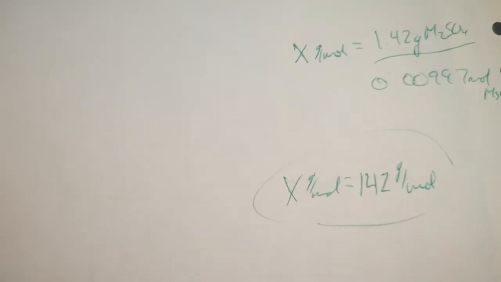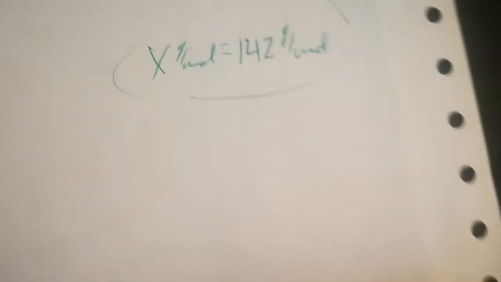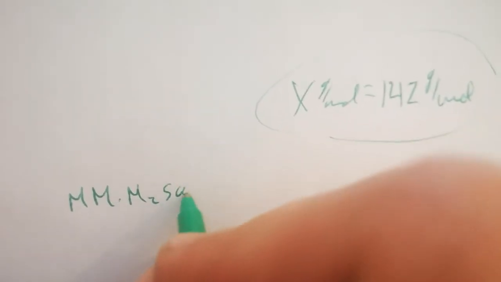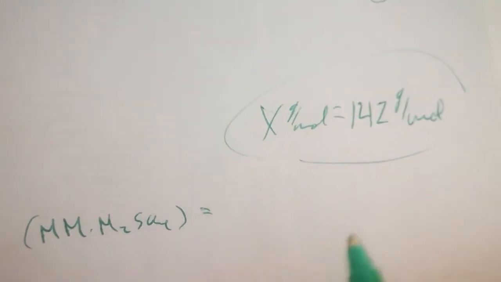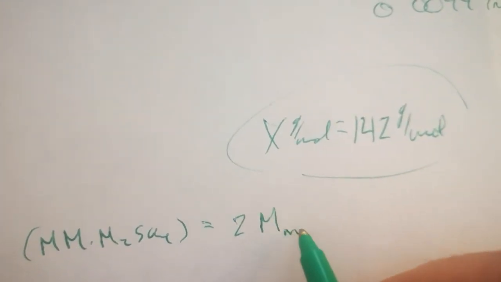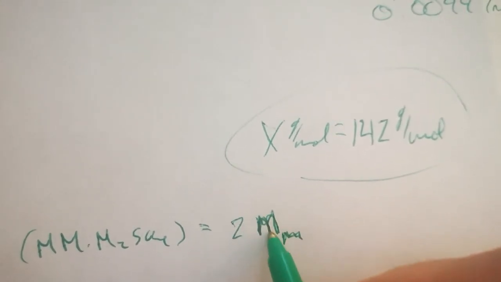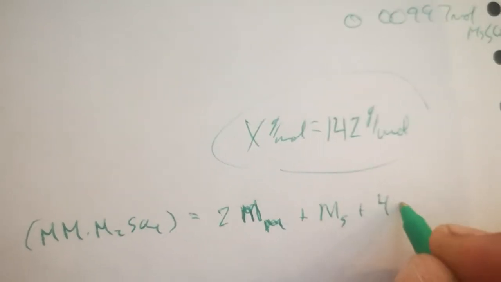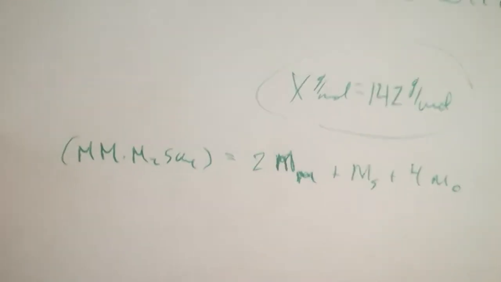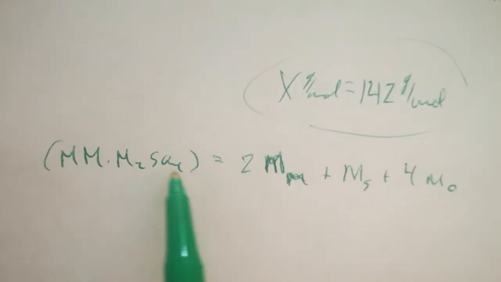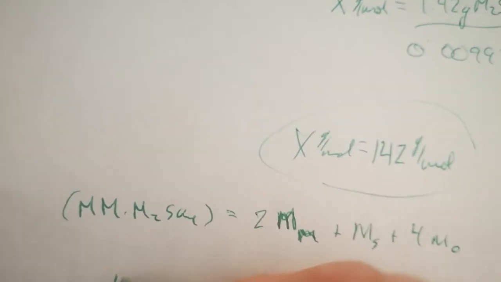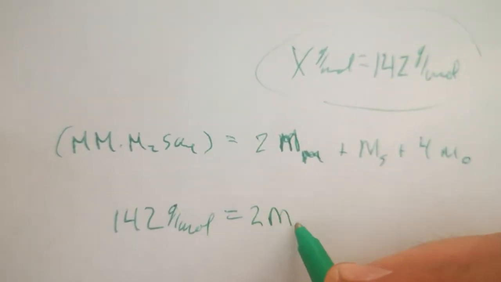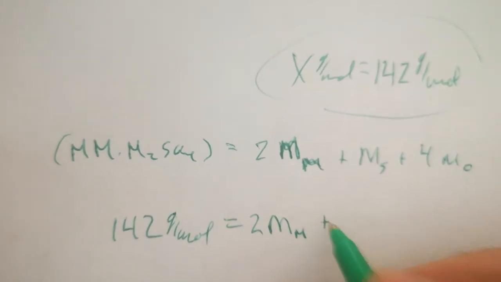Now, what I do know here is that the molar mass of M2SO4 is equal to 2 times the mass of M, plus the mass of S, plus 4 times the mass of O. That's just how you get a molar mass. It's the sum of the masses of each individual component. But we know this number is to be 142 grams per mole. So 2 times the mass of M, our unknown, plus the mass of sulfate.